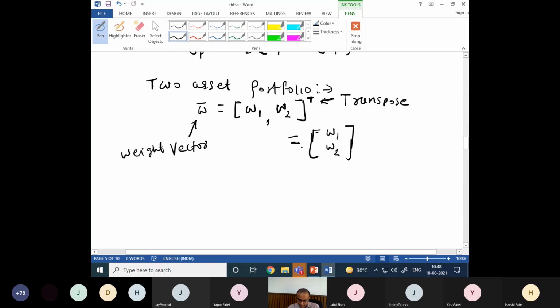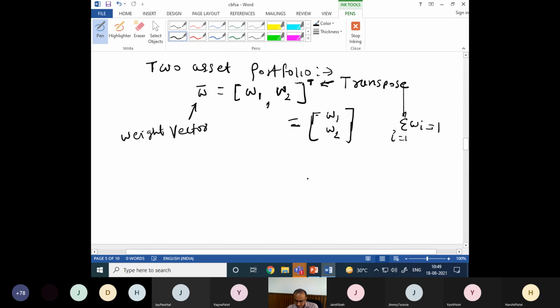And we also know that the sigma of Wi, with i running 1 to n, is always 1. The weight summation is always 1. So that we should remember. Here W1 plus W2 is 1. So that we should remember. This is a very simple case.